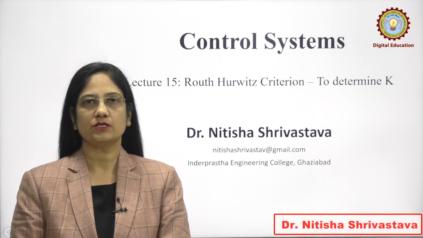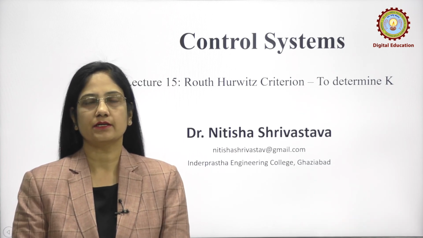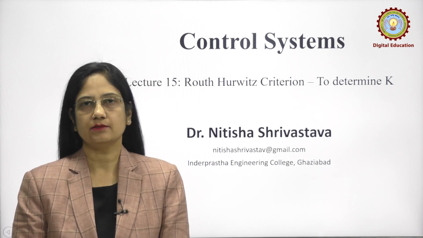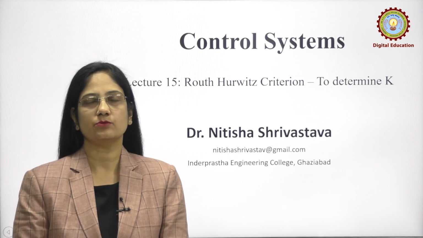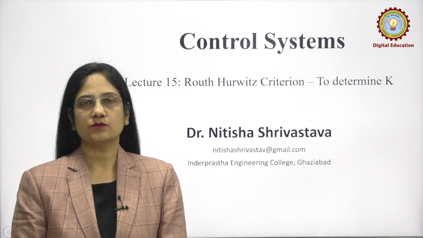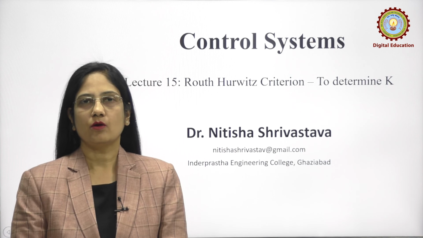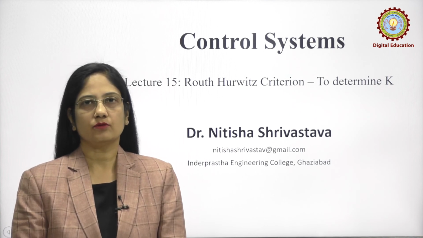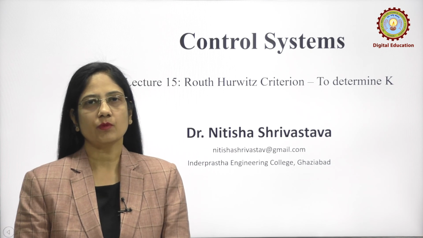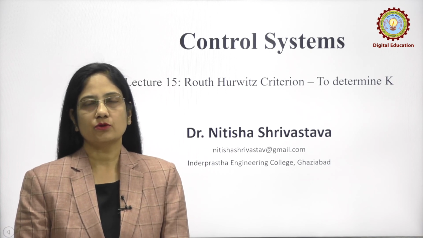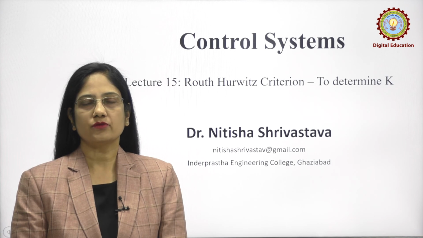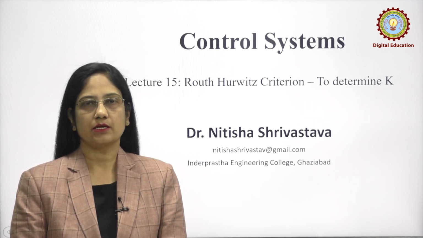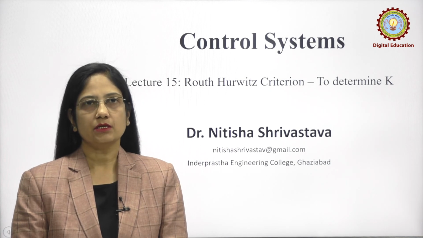This lecture is in continuation with the Routh Hurwitz criterion to determine the stability of a system. Routh Hurwitz criterion determines the stability of a system as to yes or no, whether the system is stable or unstable, without determining the value of the roots. This lecture is based on determining the range of k, or the value of k, for which the system remains stable for a variable parameter k.